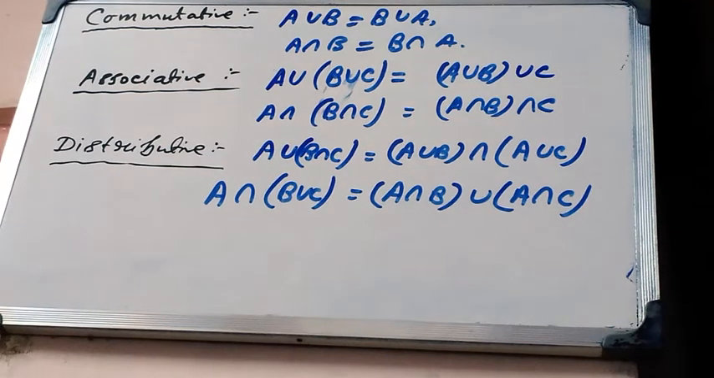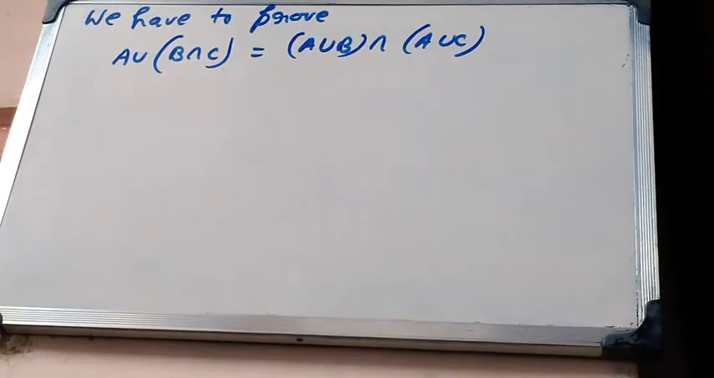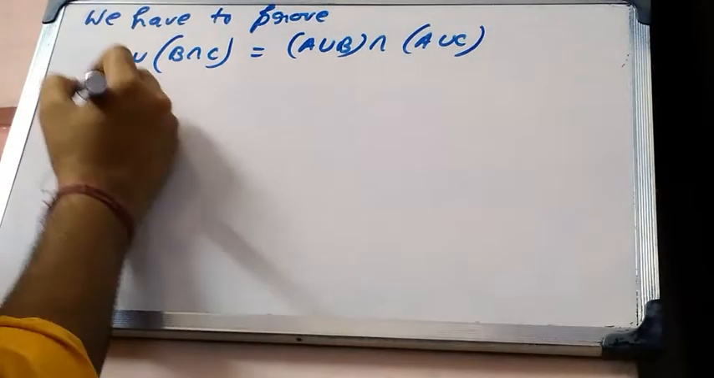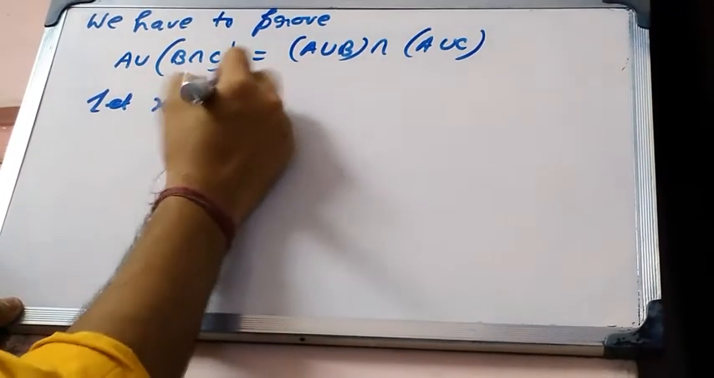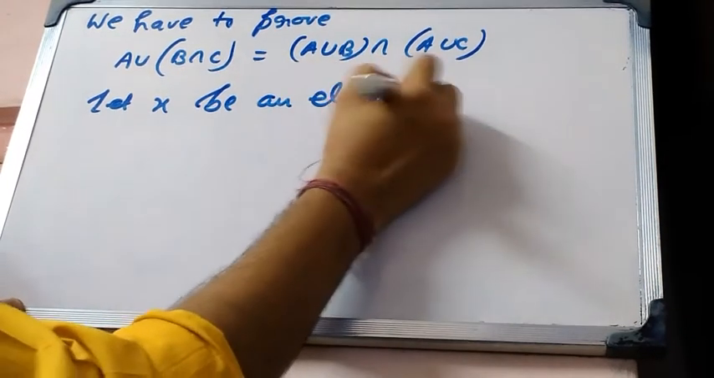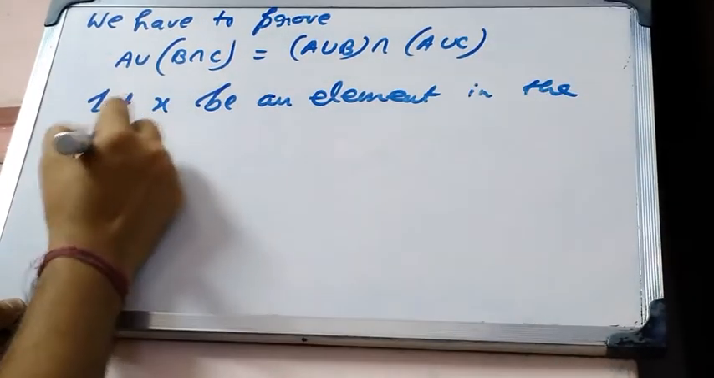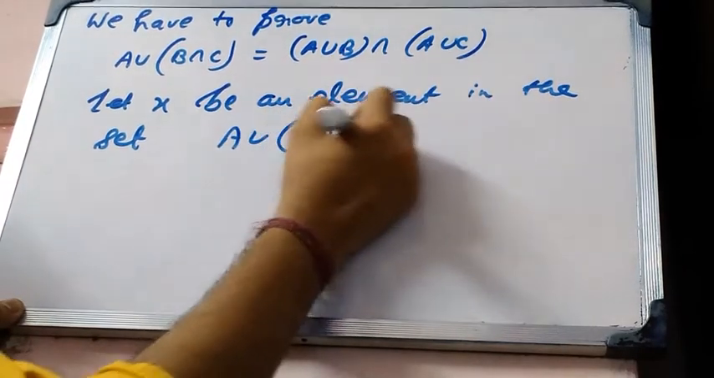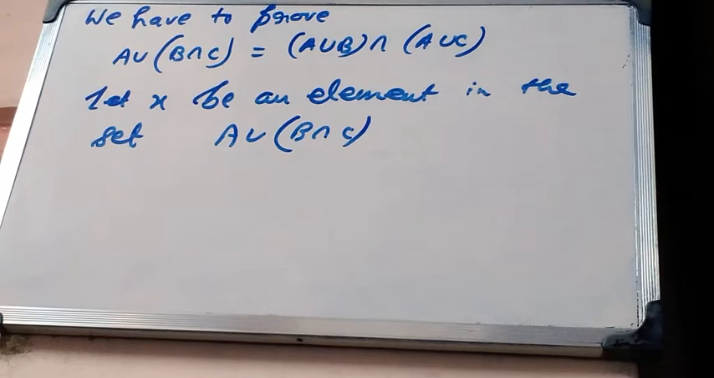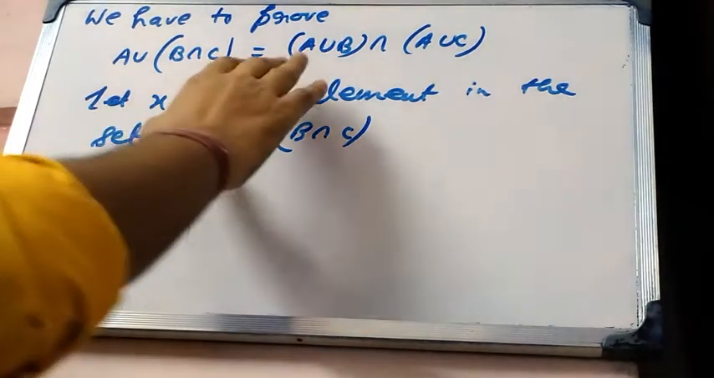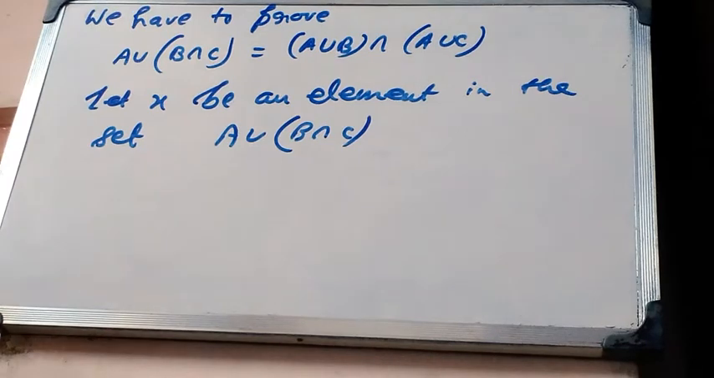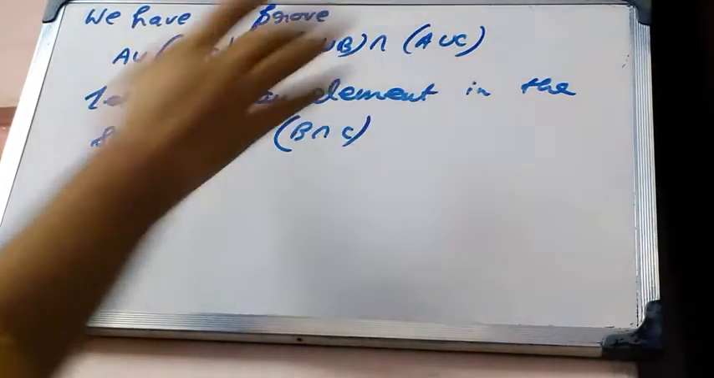We can prove all these properties, and let's look at an example to prove these properties. Suppose we are proving the distributive property A union (B intersection C) equals (A union B) intersection (A union C). Then let's take an element X. Let X be an element in the set A union (B intersection C). We have to first prove that this X belongs to the other set. Then we can say this set is a subset of that set.